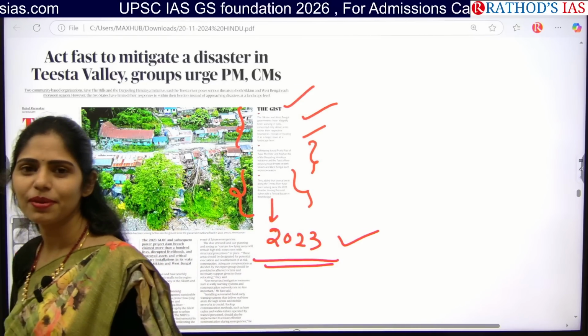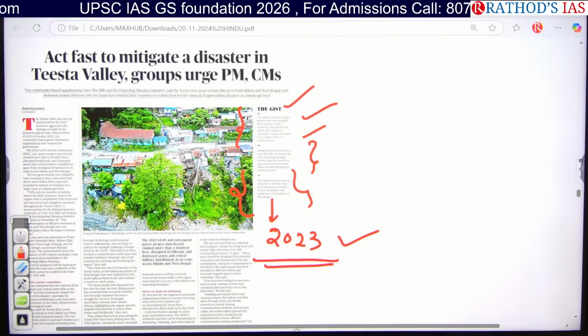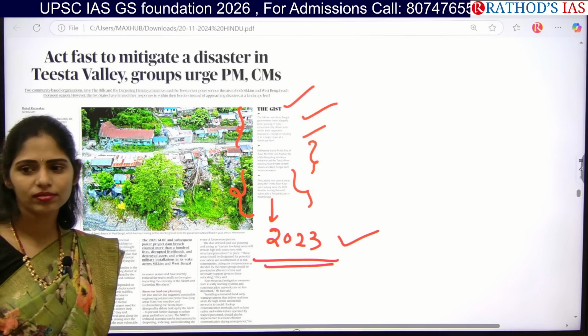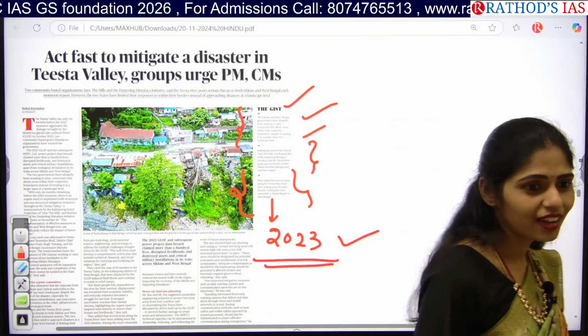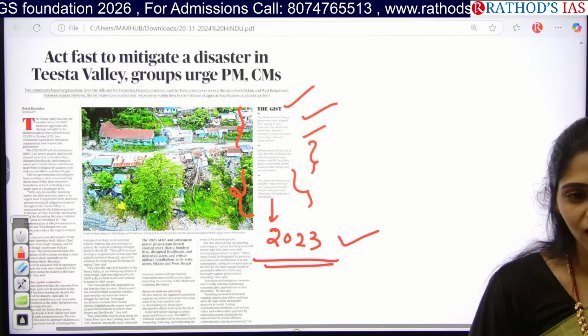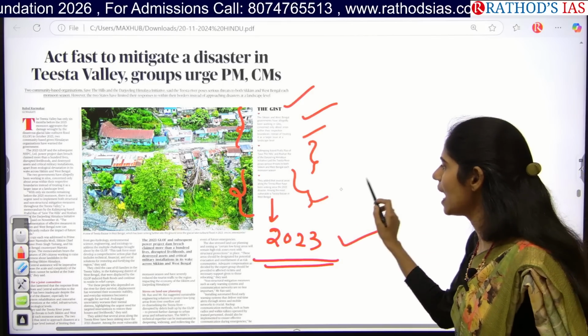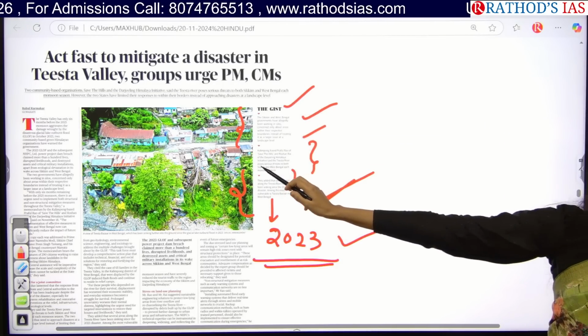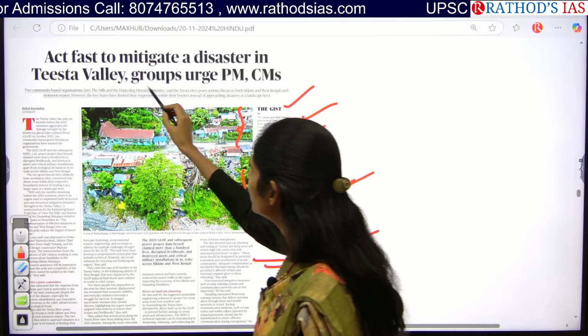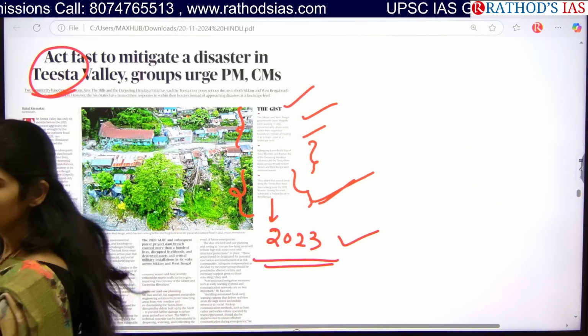Can you tell me some landforms related to groundwater, erosional and depositional? Stalactites, stalagmites and pillars. Karst topography. So here the karst topography is happening in this region. It is one of the important disasters happening in the Teesta valley. So here we have to see about this Teesta river.